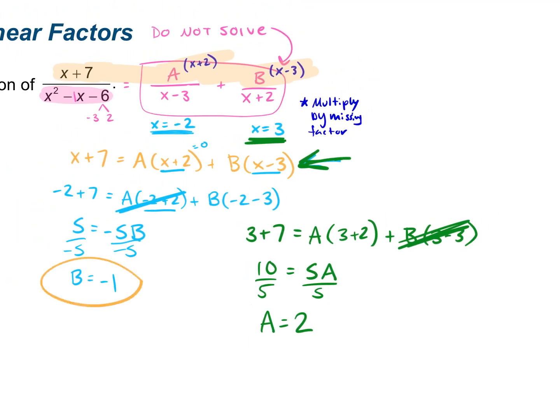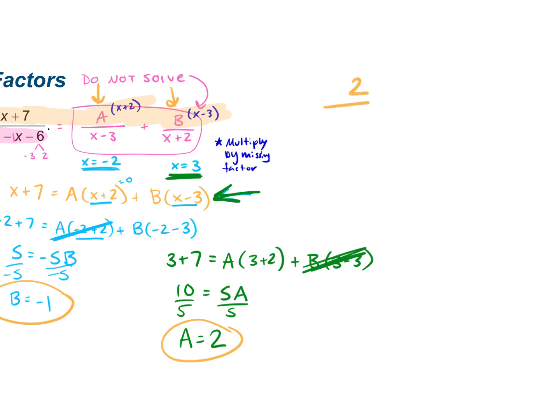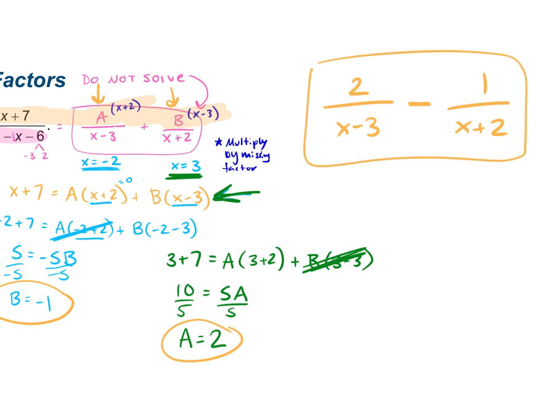Now we're going to take our A and B and plug them into A and B in our partial fractions up here. So A was 2, so we have 2 over x minus 3 plus negative 1 over x plus 2. Now we wouldn't say plus negative 1, we would just say minus 1, because it's a negative 1. So just make sure when you plug it in, the A goes into the A and the B goes into the B.